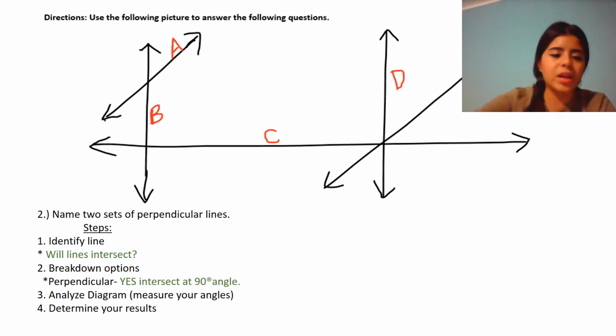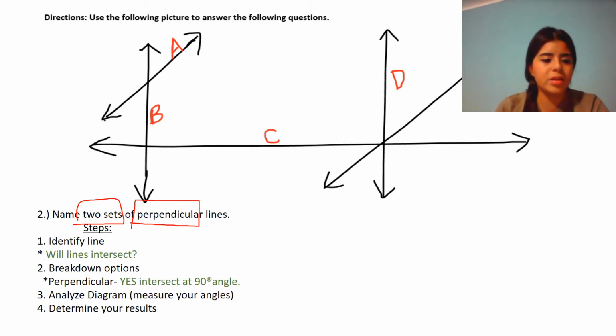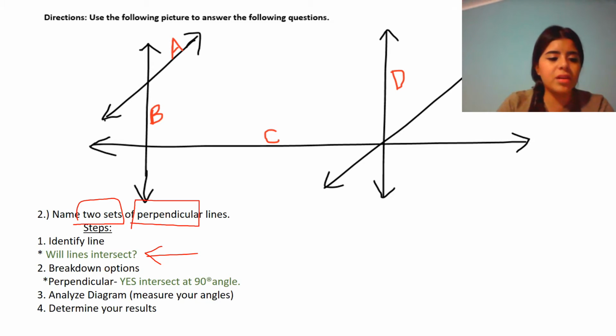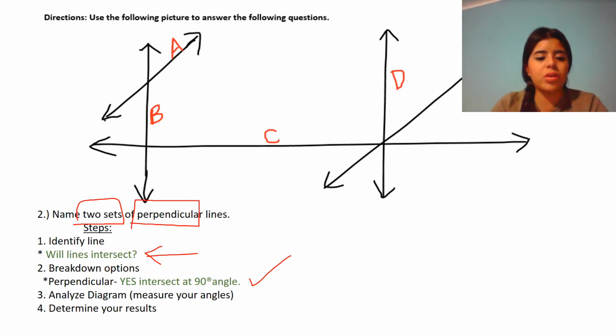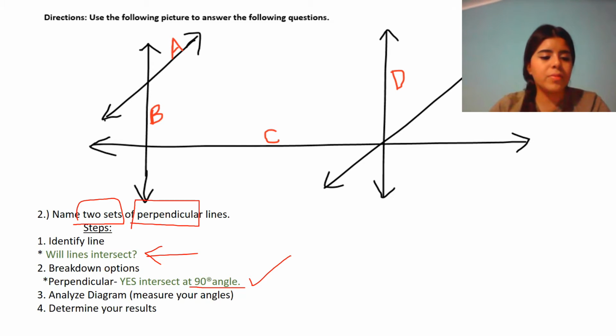This question asks, name two sets of perpendicular lines. Who can tell me what a perpendicular line is? Will the perpendicular lines intersect? Identify the line. We break down our options. Yes, a perpendicular will cross, and in fact, it will have to cross at a 90-degree angle.